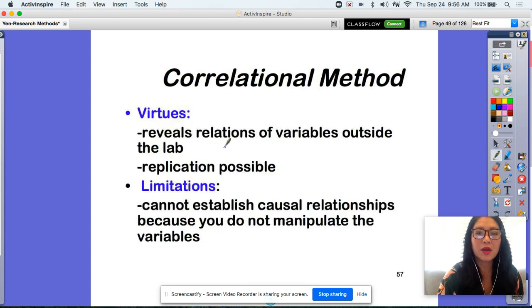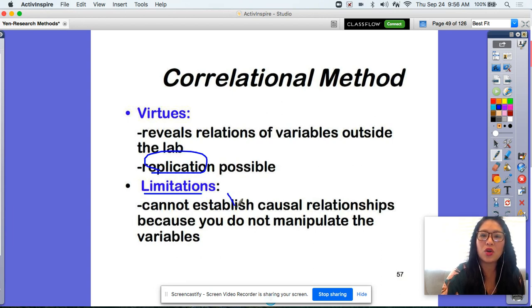Okay, so the good thing about correlation method is the fact that you can collect data from outside the lab, so it doesn't necessarily require an experiment. Also, you can actually replicate a correlation. Your go-to answer for limitations is going to be no causation. Okay, you cannot manipulate any of the variables.